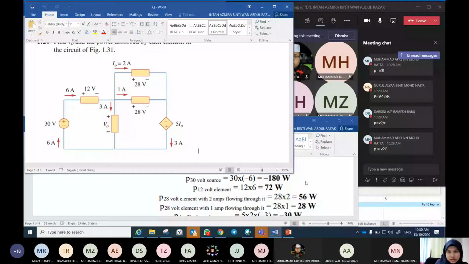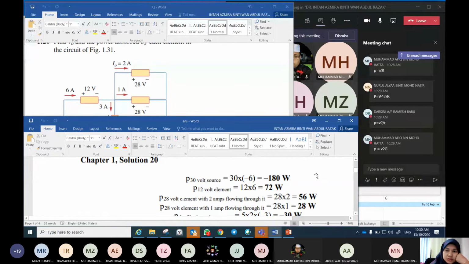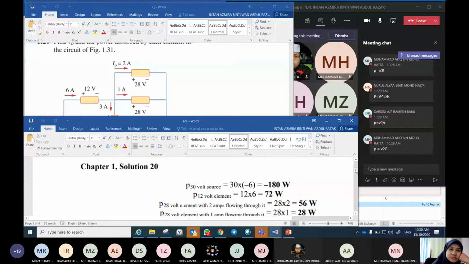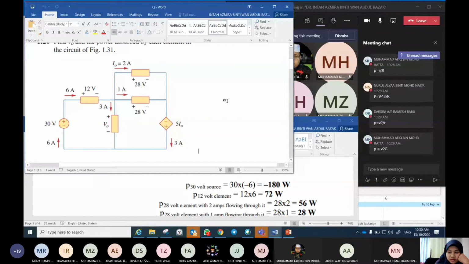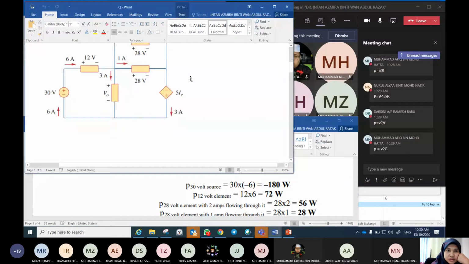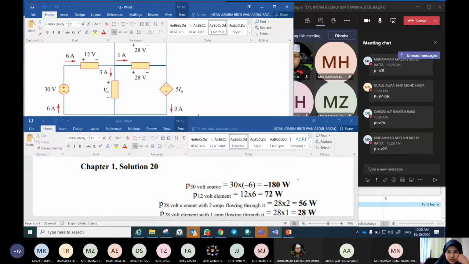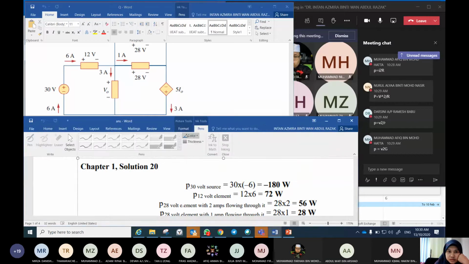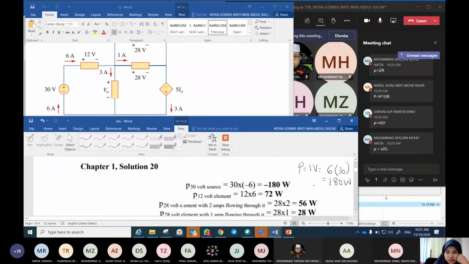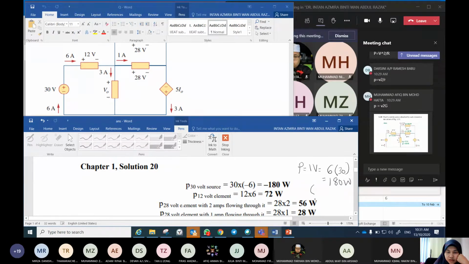Or you can just write P is equal to IV. Okay, here P equal to IV. You can just write P is equal to IV is equal to 6 multiply with 30. Okay, and you get 180 watts, and then you put in the bracket whether it is supply or absorb.